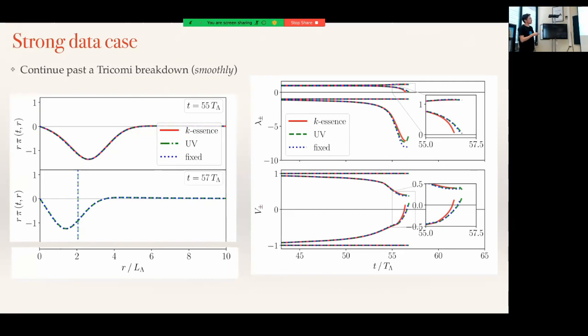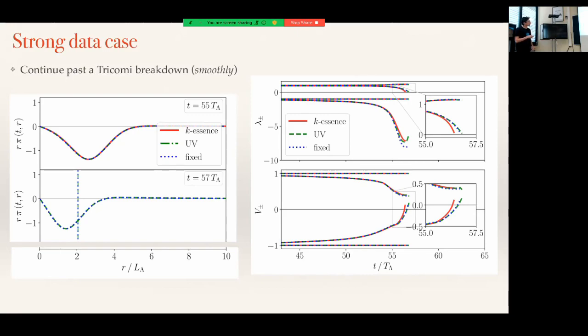If you look at the right-hand side, what you see is that if you compute the eigenvalues of the effective metric, one of them crosses zero. So at this point, the equation is becoming parabolic. And if you compute the characteristic velocities, you see that they touch. So again, the same thing: the cones of the scalar are doing something strange.